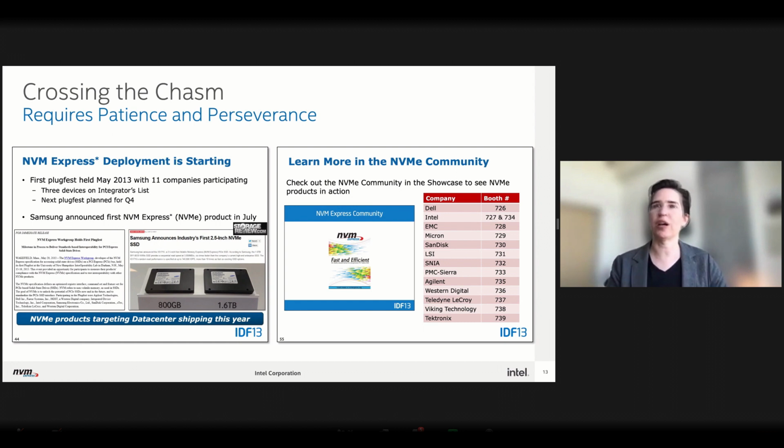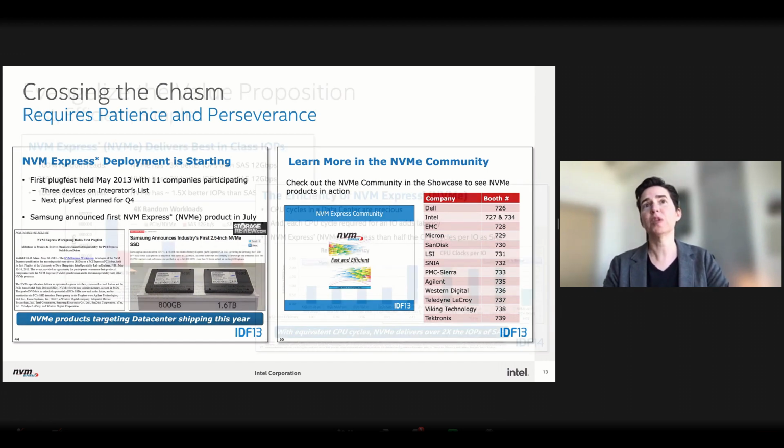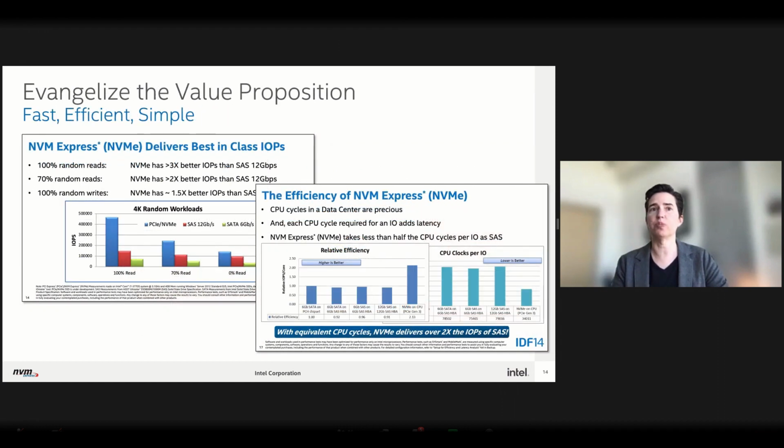So that's why I grabbed one of the examples of the communities at some of our shows, whether it was Intel Developer Forum or Flash Memory Summit or other venues where we get together, to show the industry coalescing around this interface to make it a long-term investment, because that's what people really need to see: this amount of change requires us having that long-term plan. And so then we just evangelized the value proposition.